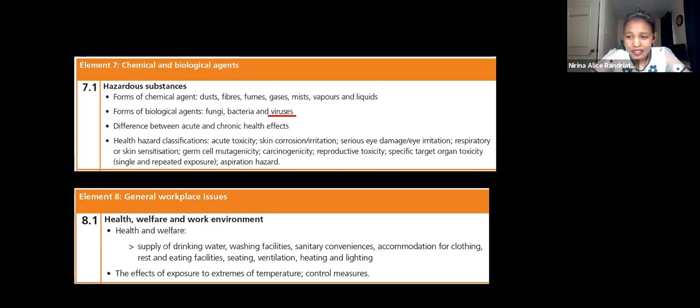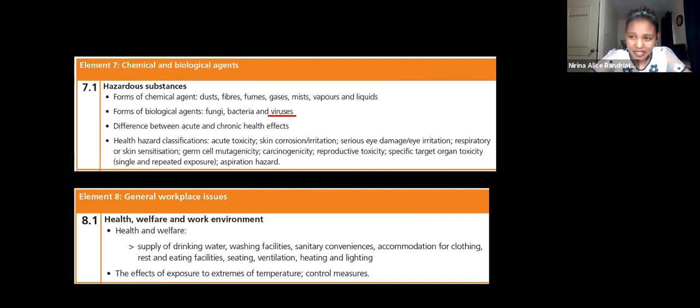I would put it under element 7, because element 8 is health, welfare, and work environment. If you look at the topics discussed under element 8, it's more about the welfare facilities, and for the work environment, something about extreme temperature and so on. But since COVID-19 is related to viruses, I would put it more under element 7, because element 7 is chemical and biological agents. This is where I discuss virus. So put it under element 7.